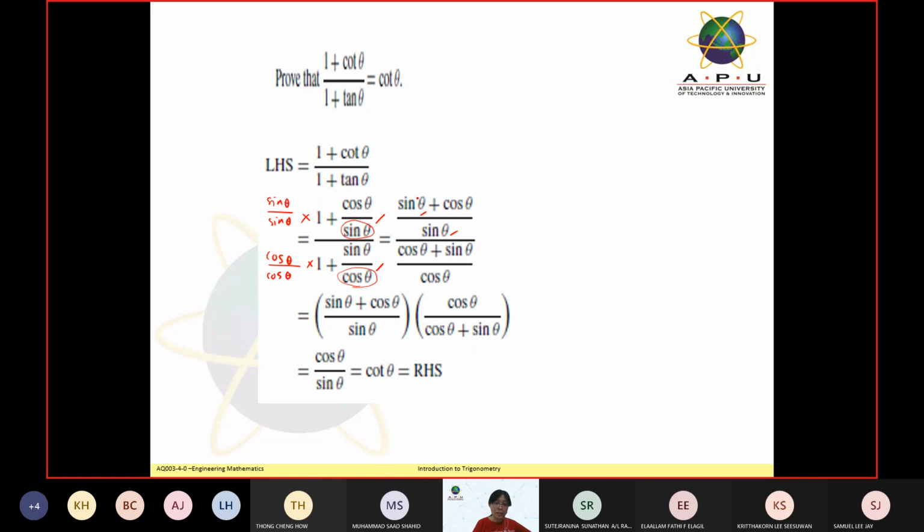This is the top, and then the bottom. Here is division, right? So when we multiply, it becomes cos theta over cos theta plus sine theta. Then whichever we can cancel, we cancel. So this one can be cancelled, it's the same. Then we have cos over sine, and cos over sine is cotangent theta.